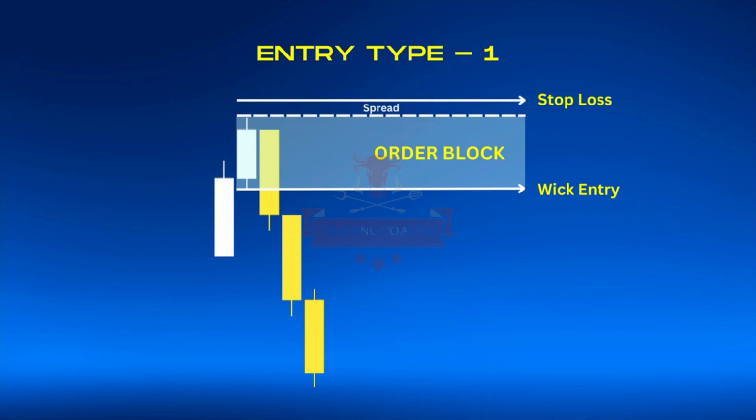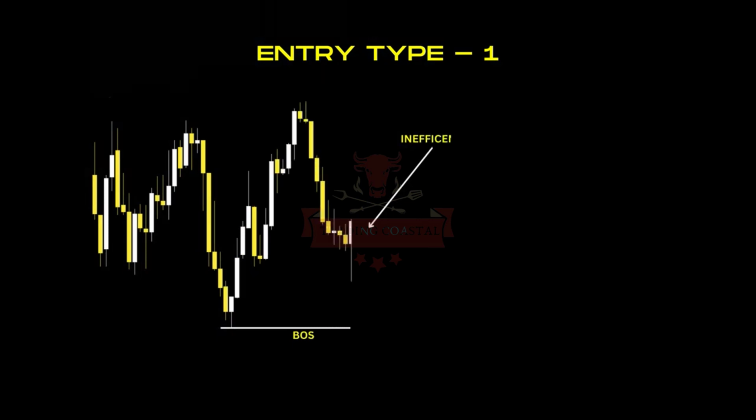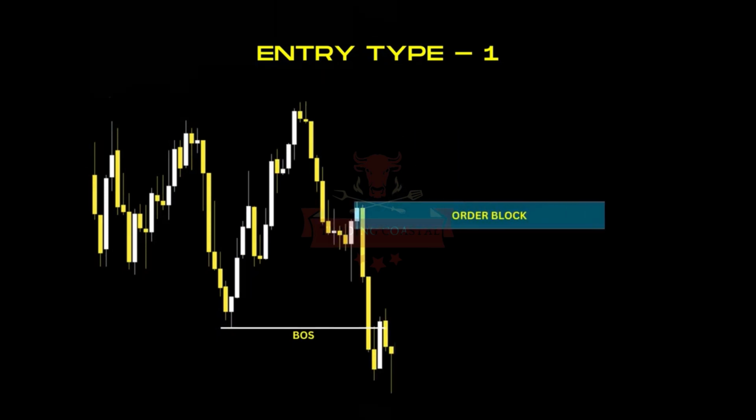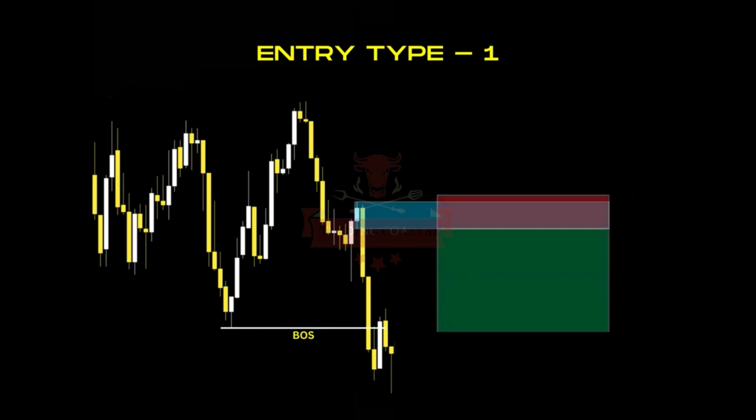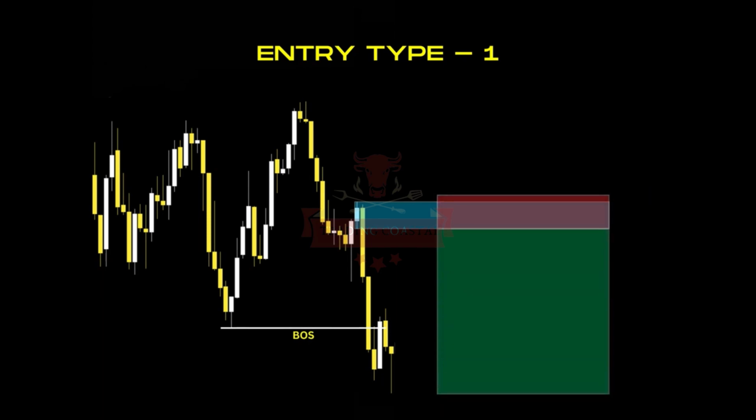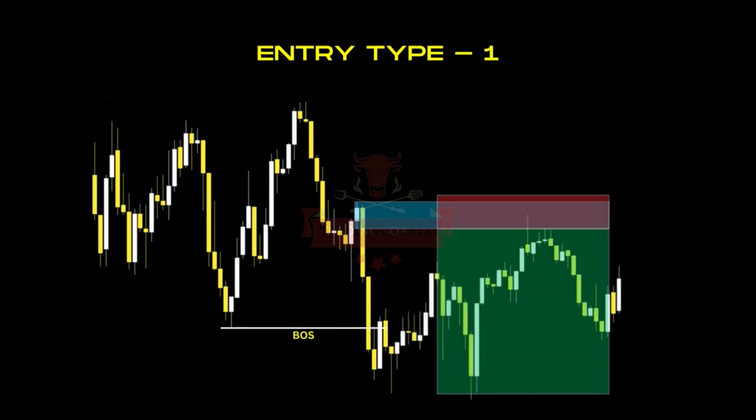This entry setup provides a wider stop loss margin, which can directly impact the reward to risk ratio by reducing it. However, using this type of entry increases the probability of your order being triggered, since price may simply touch the wick and then push to your expected direction.